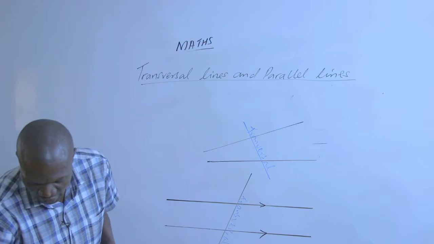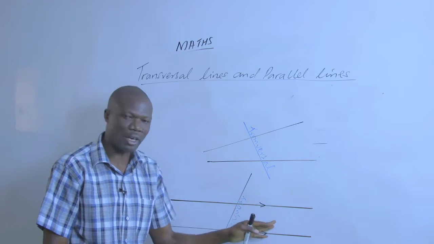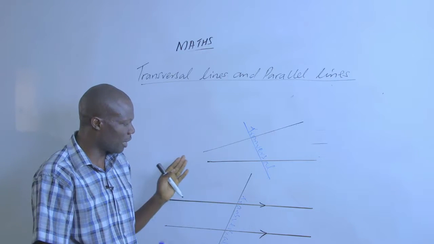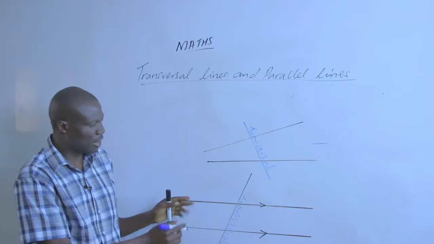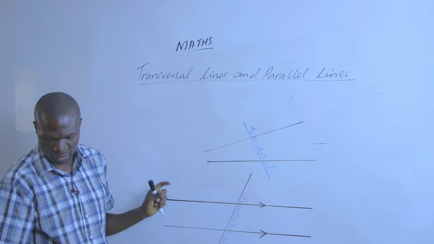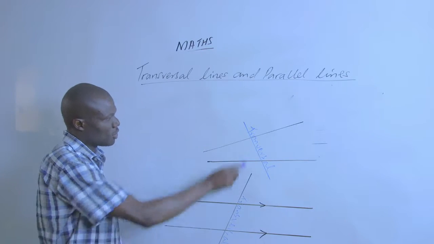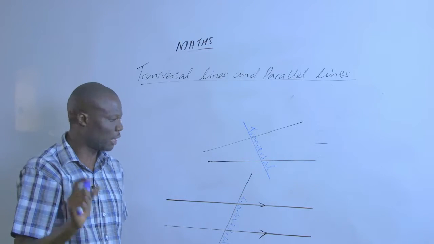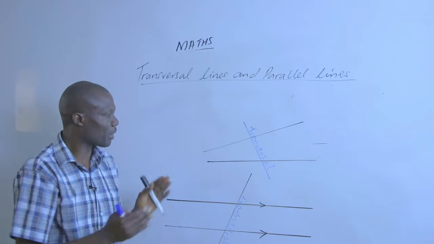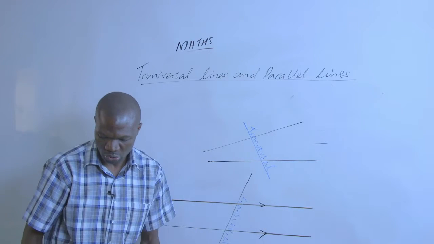We shall find that if a transversal line cuts across two parallel lines, then it creates angles that form a certain relationship, which we are going to look at in this particular case. All in all, we want to say that any line that cuts across any two lines is a transversal line. Now we want to look at what relationship a transversal line forms when it cuts across the parallel lines. That is situation number 2.